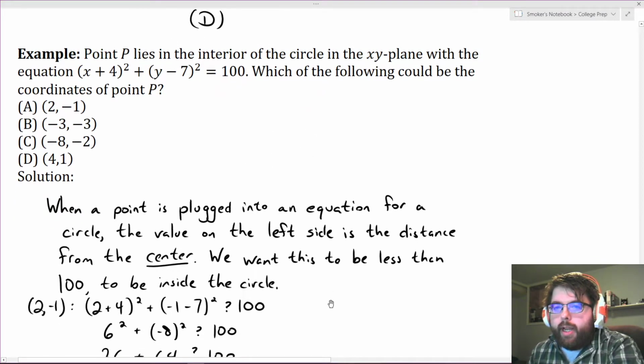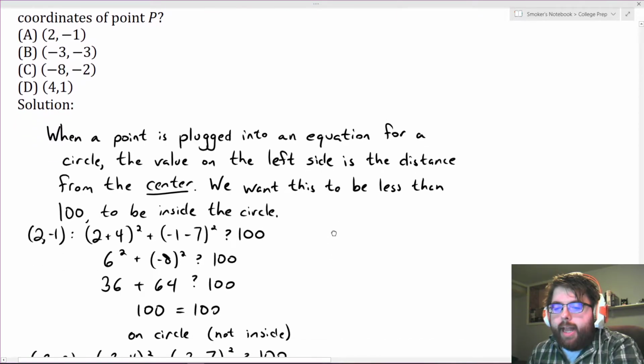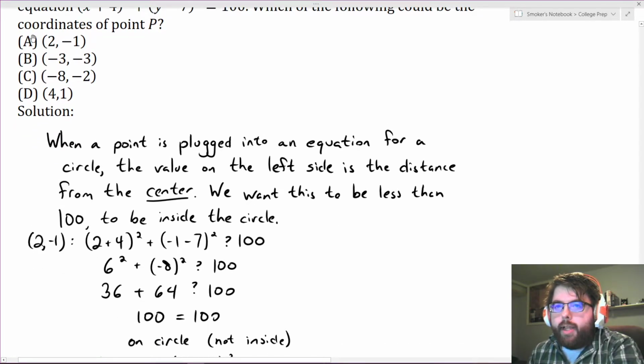So I'm plugging in A, and it's exactly on the circle. I plugged A in, and I evaluated, and I got 100. So that means it's not inside the circle, it's on the circle. So that's not what they're looking for.